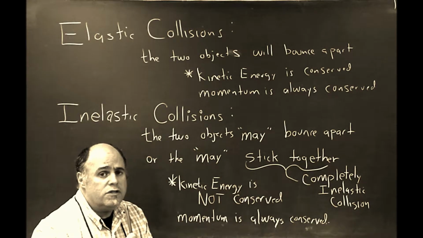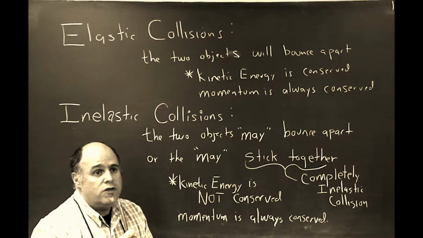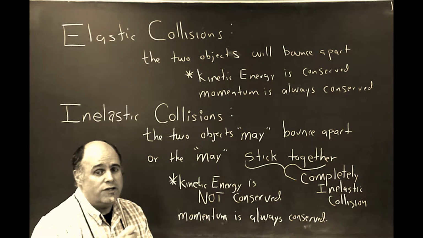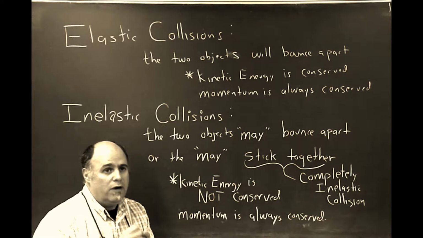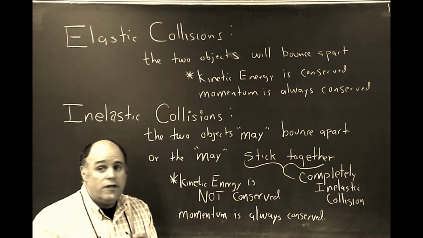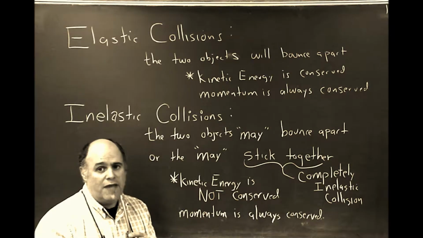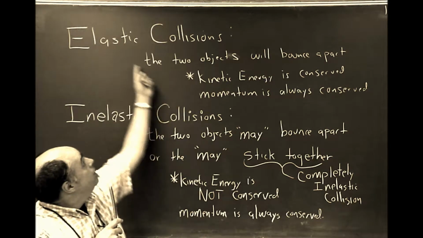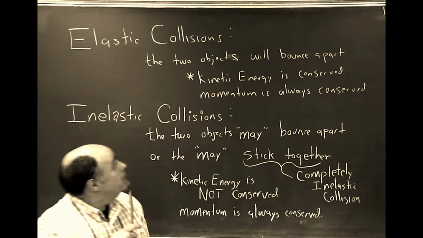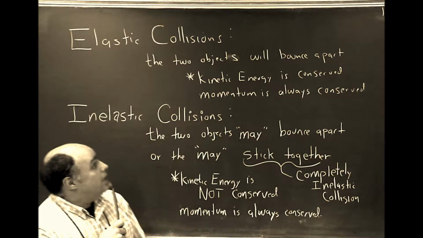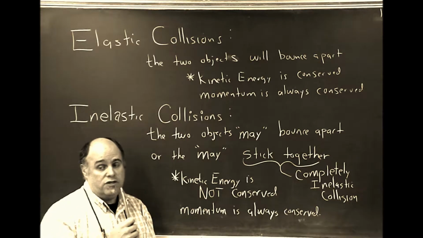When we talk about collisions, there can be two types of collisions. One of the types is called an elastic collision. With an elastic collision, the two objects will bounce apart after the collision in such a way that all of the kinetic energy they had at the beginning of the collision will remain at the end. As you can see up there, for an elastic collision, the two objects bounce apart after the collision, and with the star here I've put, the kinetic energy is conserved. Underneath it I put momentum is always conserved because it is.